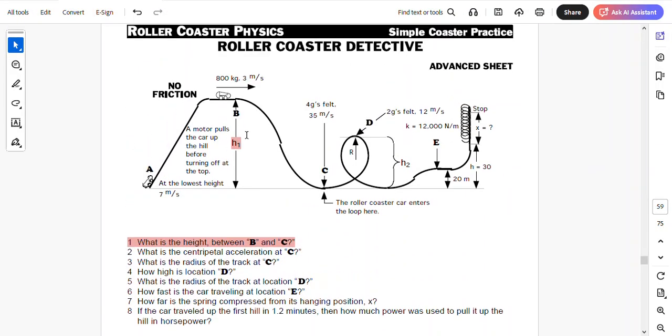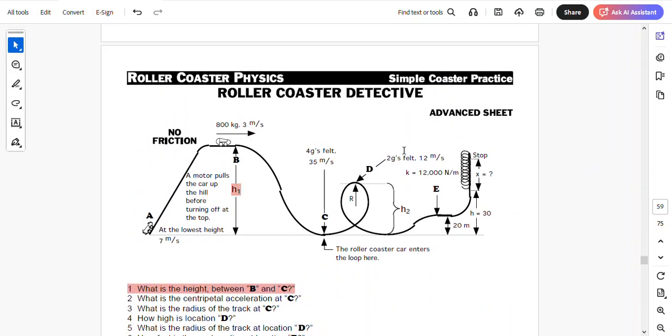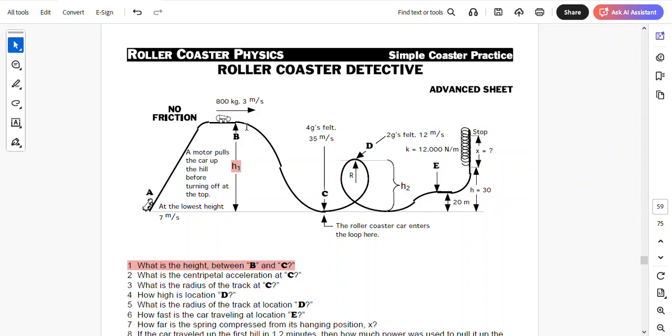Hello, I want to solve a simple problem from roller coaster physics. Here at the top, I have some known information: the weight of the train is 800 kilograms, and the initial speed is 3 meters per second.